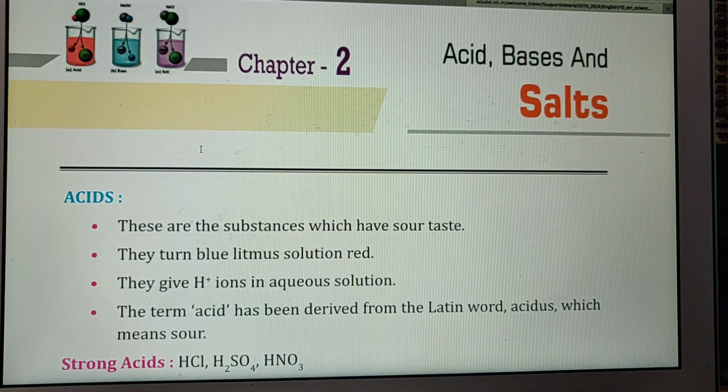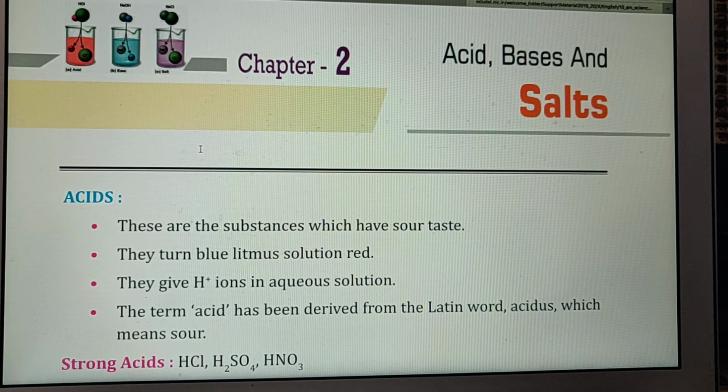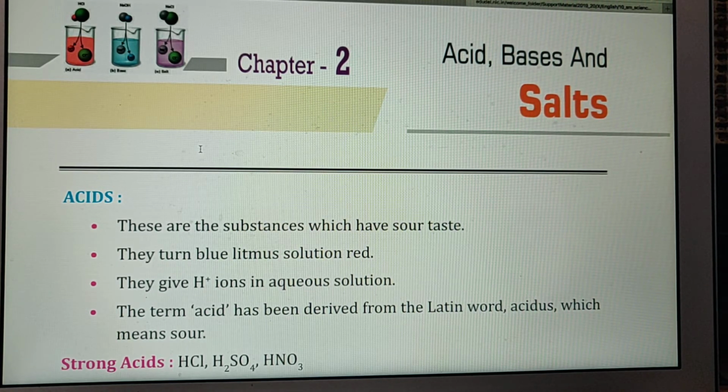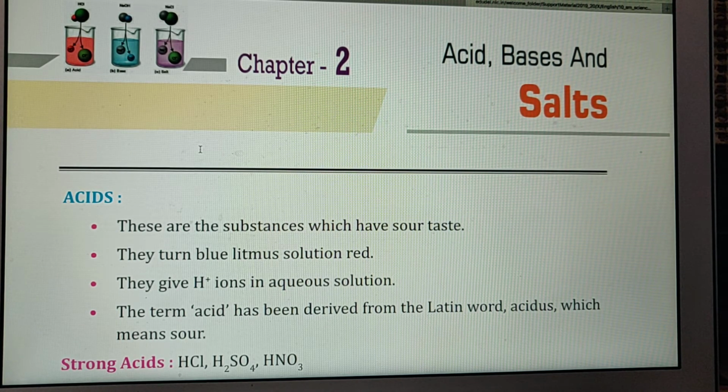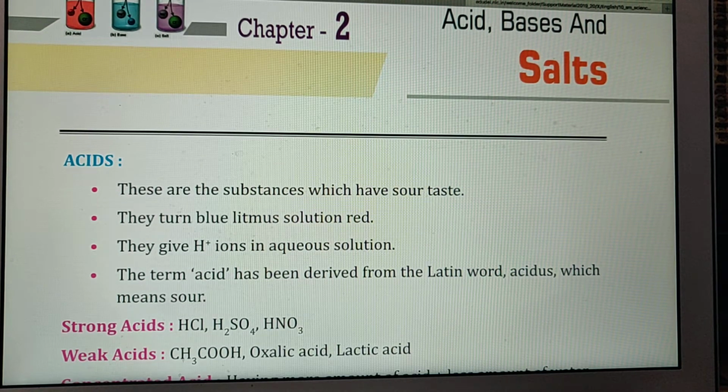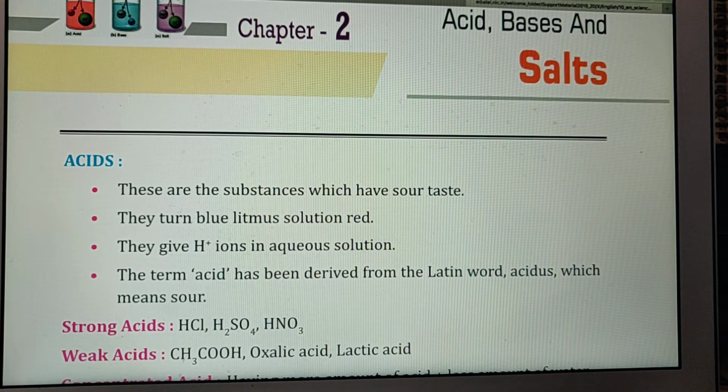The term acid has been derived from the Latin word acidus, which means sour in taste. Examples of strong acids are HCl, H2SO4, HNO3. Now weak acids are acetic acid, oxalic acid and lactic acid.